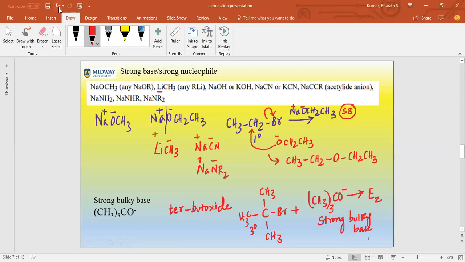Okay, so if you feel like, how do I jump to E2? I've explained it earlier, but again I will explain it again with the flow chart. All I'm trying to establish here is the nature of the nucleophile or the base itself.